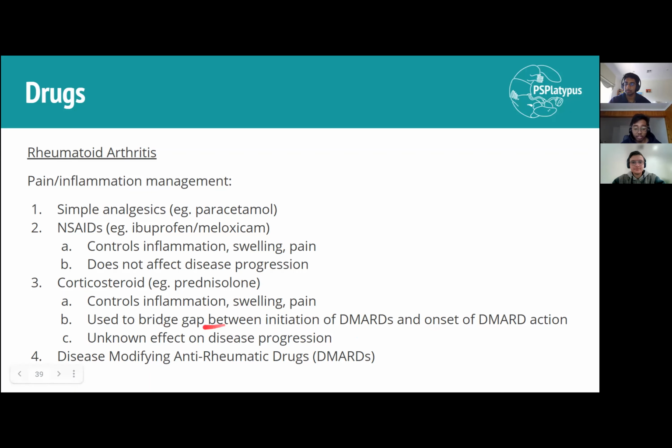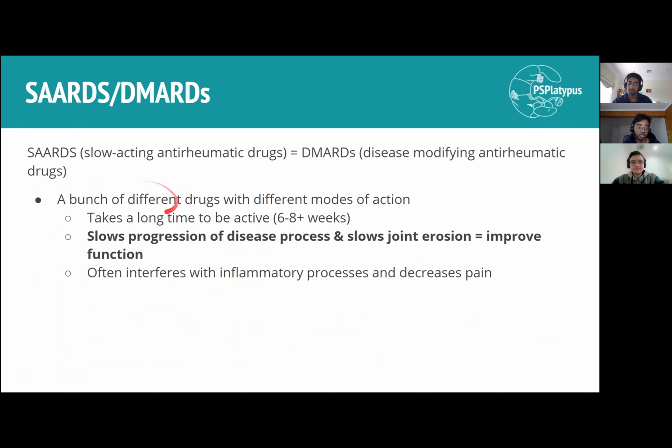Now, the reason why we need to bridge this gap between initiation and onset of action is because DMARDs are also known as SARDs. SARDs are slow-acting anti-rheumatic drugs. That's kind of like what it was called before we call it DMARDs now. And by the name slow-acting, we can infer that it acts pretty slowly. DMARDs refer to a bunch of different drugs, under the classification of DMARDs, but the mode of action is pretty different for a lot of them. And it takes a long time to be active, about 6 to 8+ weeks, some take even months.